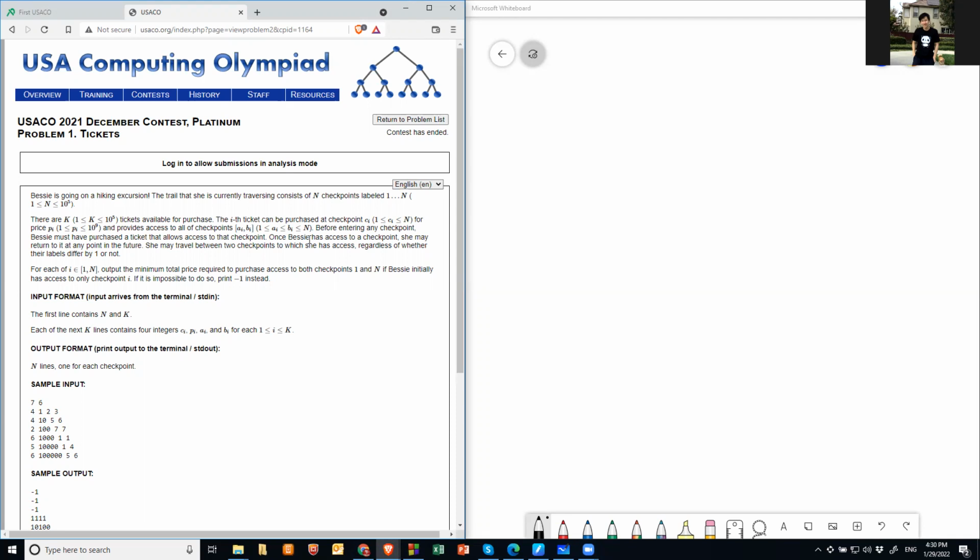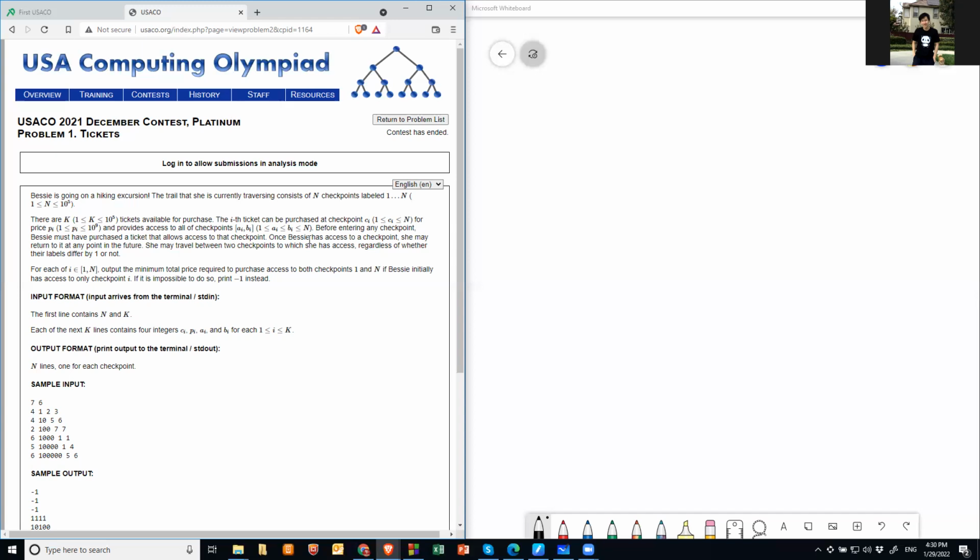Okay, that being said, let's start the explanation for problem number 1 of the USACO Platinum 2021 December contest, which is Tickets. For people who haven't attended the class before, the class goes like this. We review the problem, we talk about the algorithm, and I will give you pseudocode on how to implement the algorithm. The homework is for you to implement the real code. We use C++.